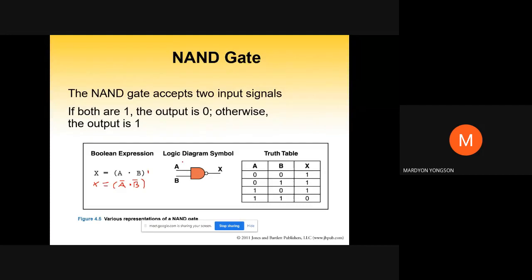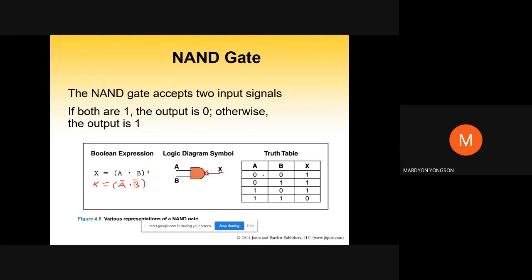And then, same, we have this logical diagram symbol. So, x is the output and we have two inputs, a and b. And then, meron lang tayong circle dito to denote na may not siya, kaya NAND gate. Tapos, yung truth table niya, ganito. So, sabi, if both are 1, the output is 0. And then the otherwise is 1.